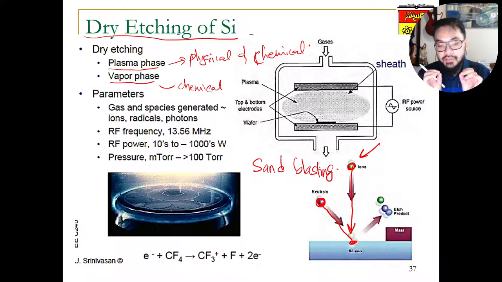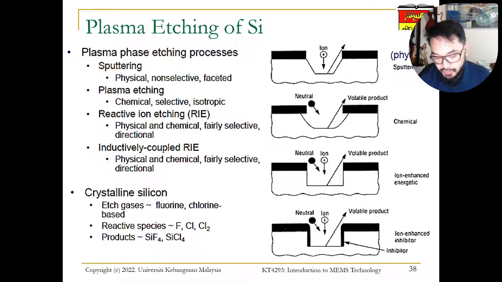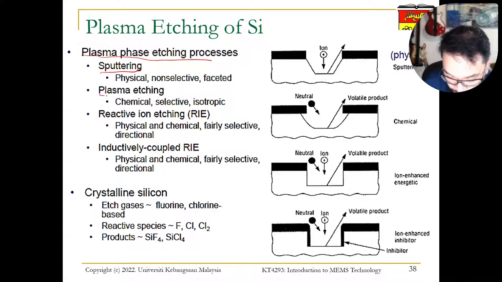It's basically using sand at very high speed to bombard the surface, and then you will chip away a part of the surface. If that happens continuously, you are effectively etching away the surface and going deeper and deeper to produce whatever your structure is. So plasma phase etching process can be sputtering. If it's sputtering, then it's a purely physical process. That means you rely on the bombardment of your ion using plasma to blast away your exposed region. Or it can be plasma etching, where it is purely chemical reaction.